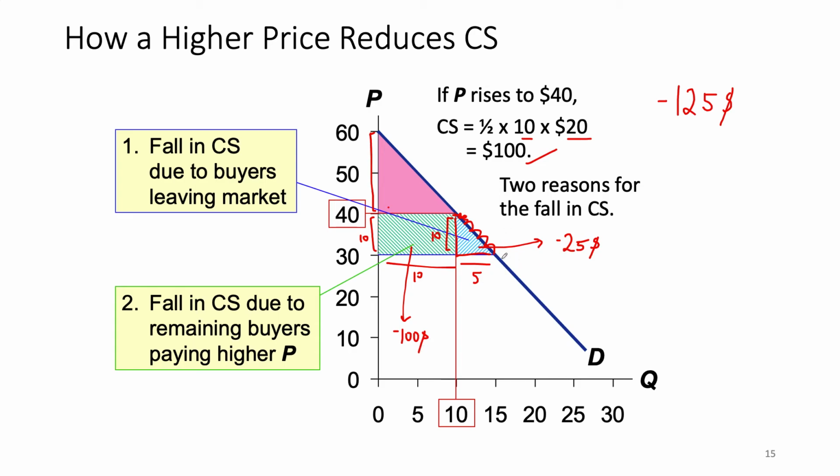So in net, the total consumer surplus is getting reduced by $125. $25 of that is getting lost because buyers are exiting the market when the prices are raised, and the remaining $100 of consumer surplus is lost because the remaining buyers in the market are now faced with higher prices, and that's reducing their consumer surplus.